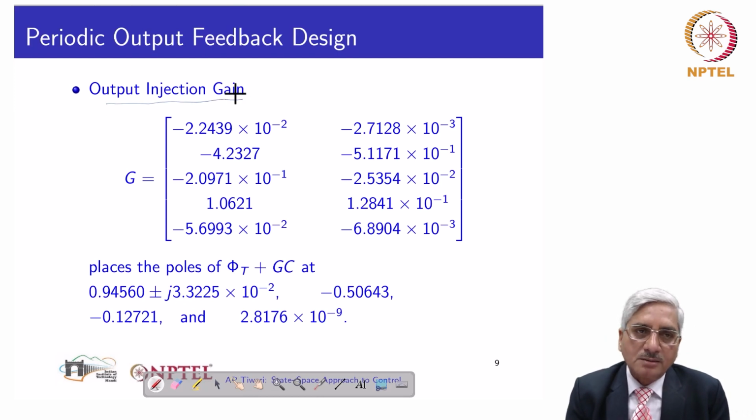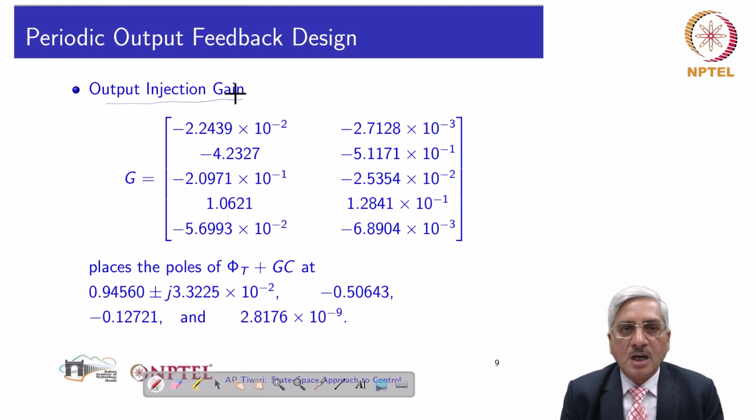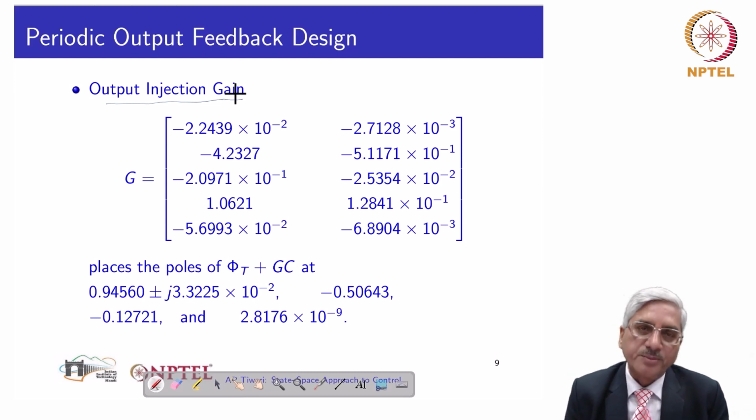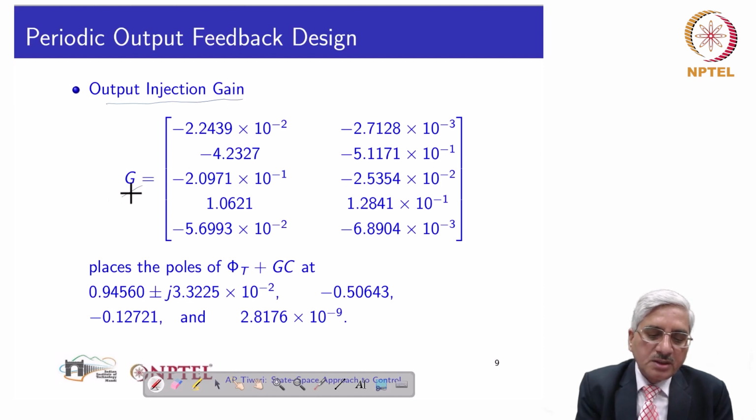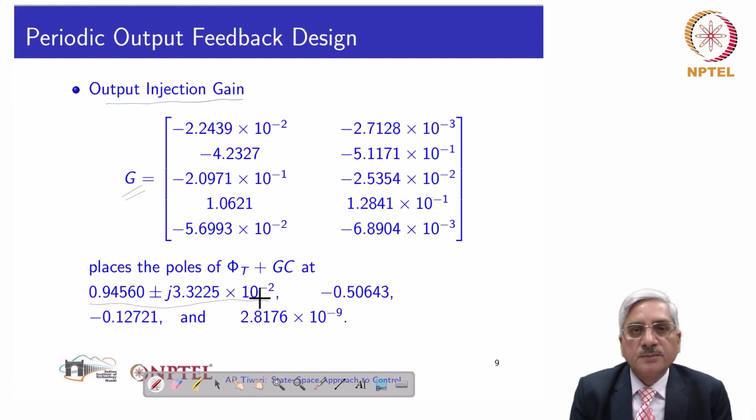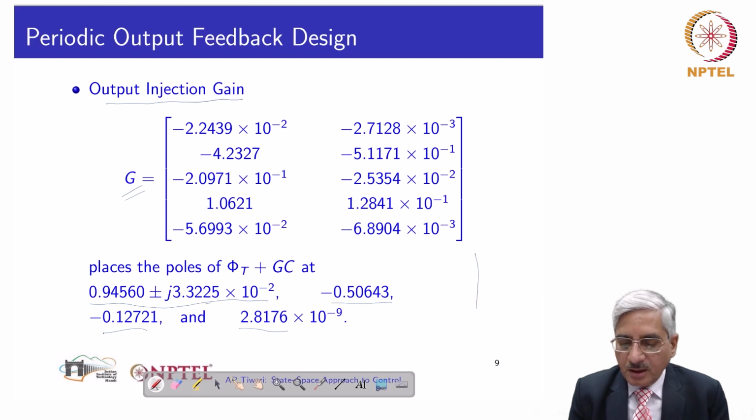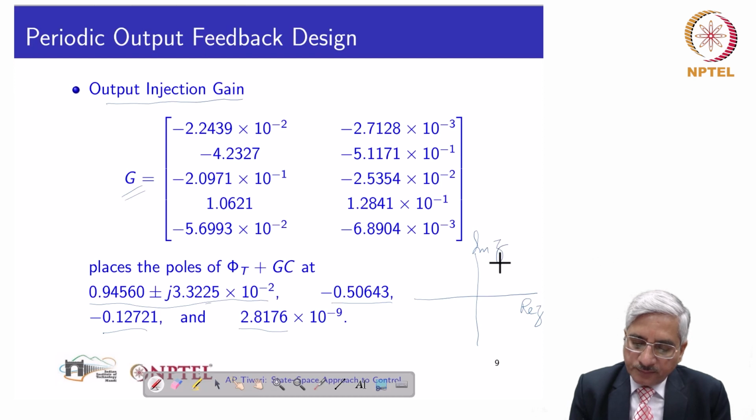This can be obtained by any of the control design methods, either by pole placement or by LQR. Here we consider pole placement, and we obtain G to have these pole locations. One here, one at minus 0.5, one at minus 0.12, one at almost at the origin of the Z plane. So these are in the Z plane. This is the imaginary Z, this is the real Z, and this is the unit circle of radius 1.